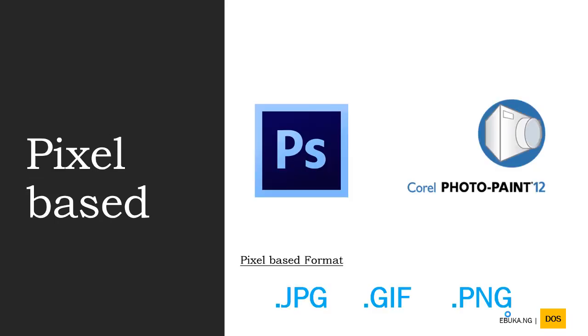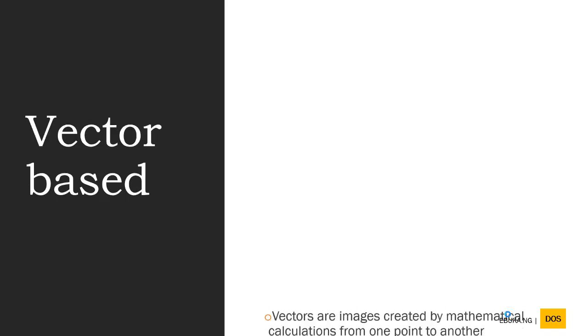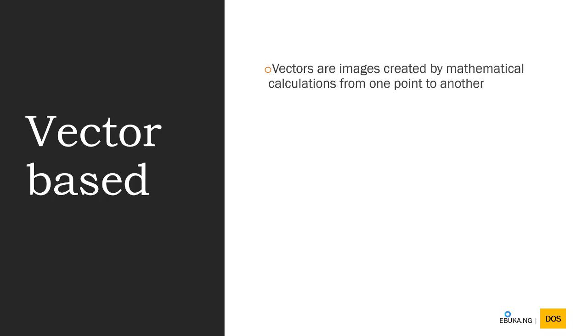Now let's go to vector based software. What are vector images? They are basically images that are created by mathematical calculations from one point to another. For pixels, the details of the images are stored in little boxes called pixels. For vector-based, they are not stored in little boxes. They are more or less from mathematical calculations from one point to another.